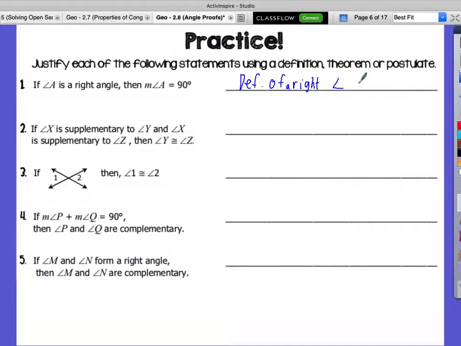Ian and Emily, what did you guys get for number 2? I agree. That would be our congruent supplements theorem. If you weren't assigned number 2, let's make sure we're doing number 2 right now. We have congruent angles coming from two things being supplementary. We have two sets of supplements, then we have congruent angles. So, congruent supplements theorem, okay?